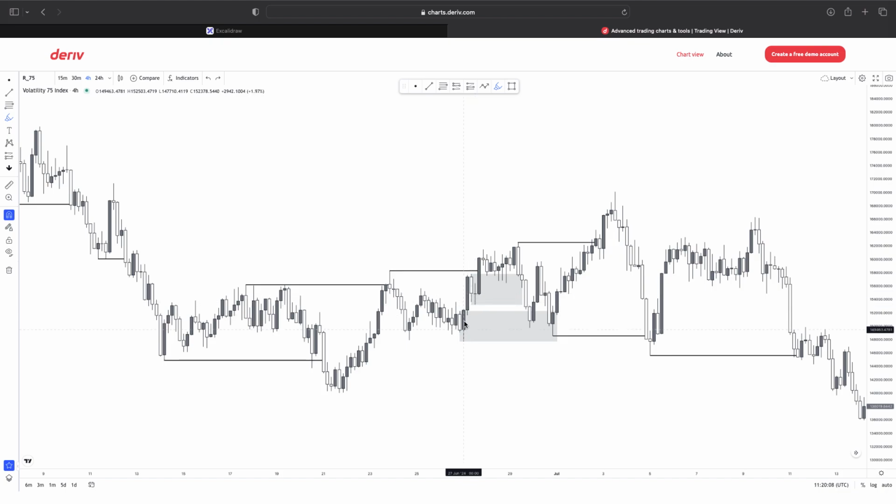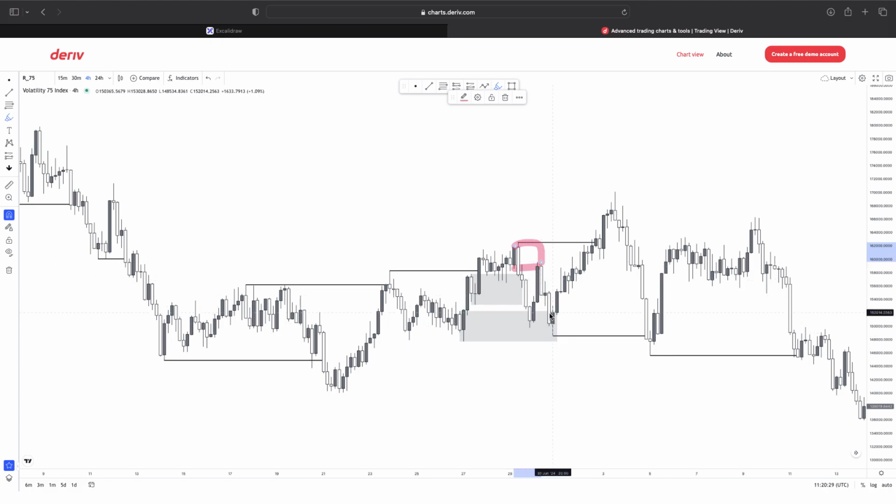You need to wait for price to pull back all the way to the extreme, or rather to an order block that's resting below the 50% level, in order for you to start looking for some potential trading opportunities. So now do not forget that here we have a bearish order block.